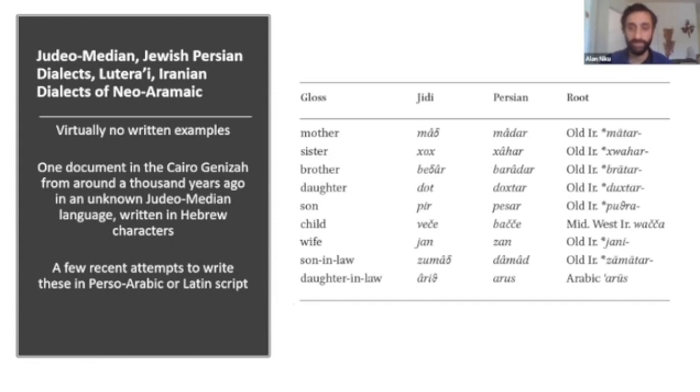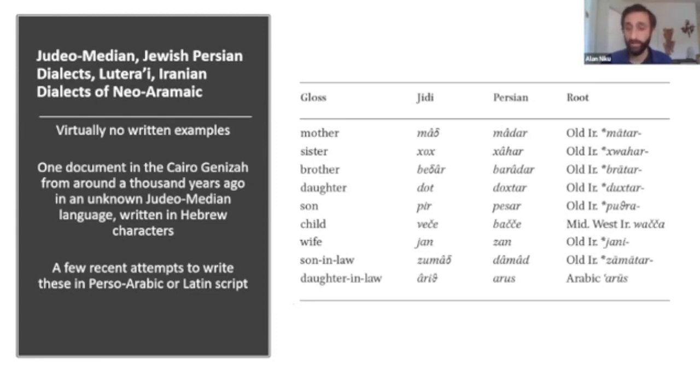There are some attempts like this on the right, attempts to write these languages in Latin script. There are a couple attempts to write them in Perso-Arabic script, but these are very, very recent. Historically, we don't have this at all. Somebody from Esfahan in the 1500s, when they wrote anything, they wrote it in Persian. They wrote letters in Persian to each other. And if they wrote them in Judeo-Median languages, we don't have those letters. We don't have any examples.